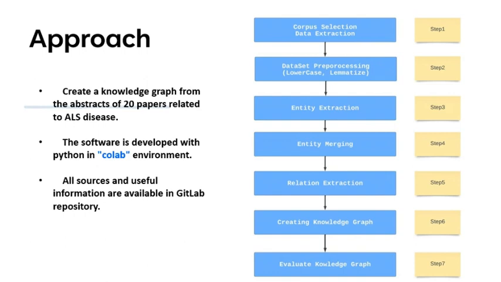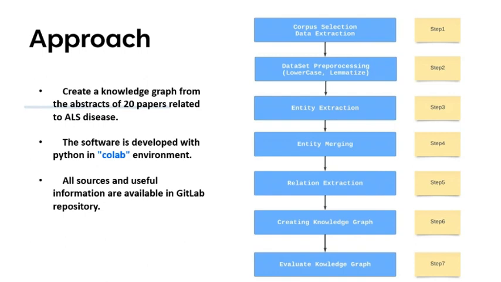The software was developed in a Colab environment, and all the source code and resources are uploaded in GitLab, where you can see them. If I briefly describe the steps, the first step is the corpus selection or data extraction. After that, the second step is pre-processing the datasets, to clean the data and reduce the amount of redundant data.